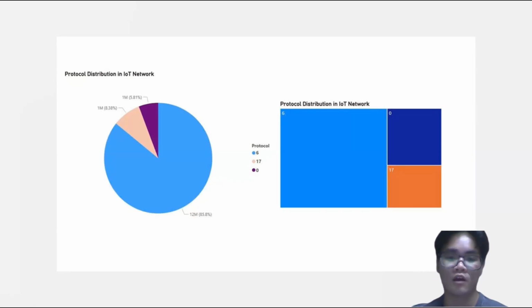And we have protocol 17, or we can call it UDP, which accounts for about 8.38%, and protocol 0, typically used for reserved or testing purposes, making up roughly 5.81%. This suggests that most of the communication in the IoT environment is connection-oriented and reliable, which is expected in use cases requiring consistent data transmission, like device monitoring or system control.